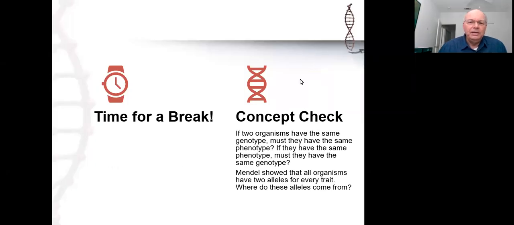So welcome back again. Let's take a look at our concept check questions, and then we'll talk about Mendel's second law. If two organisms have the same genotype, must they have the same phenotype? The answer to that is yes, because irrespective of the genotype, if they are the same, then the phenotypes will be the same, because remember, the phenotype is the product of the genotype. So if they have the same genotype, say they're homozygous dominant, then they must show the dominant trait. If they're homozygous recessive, they must show the recessive trait. If they're heterozygous, they must show the dominant trait again.